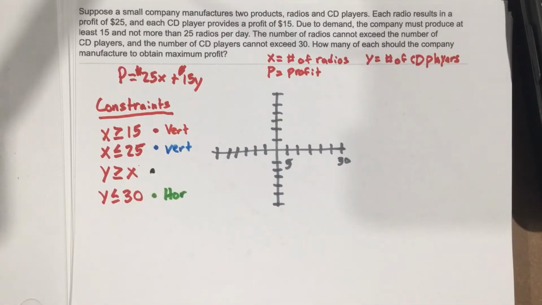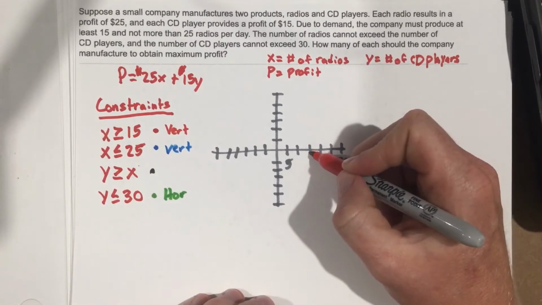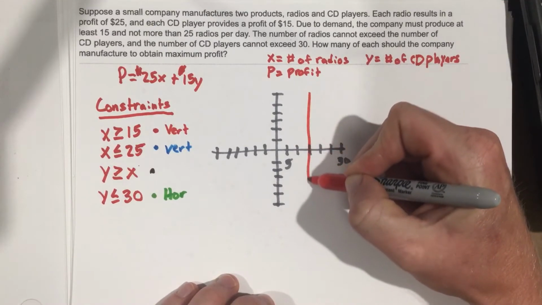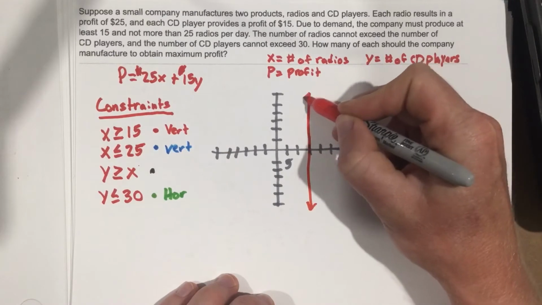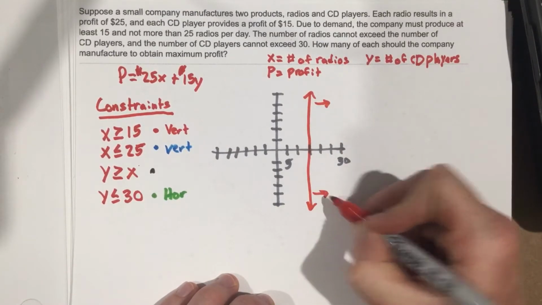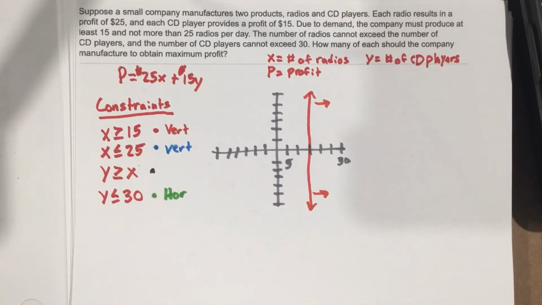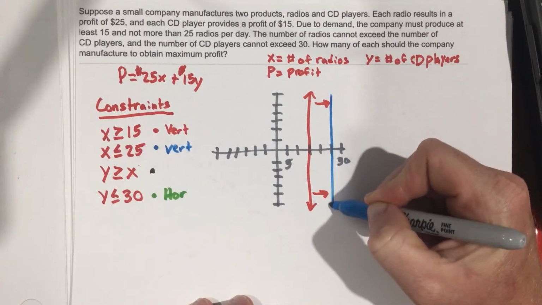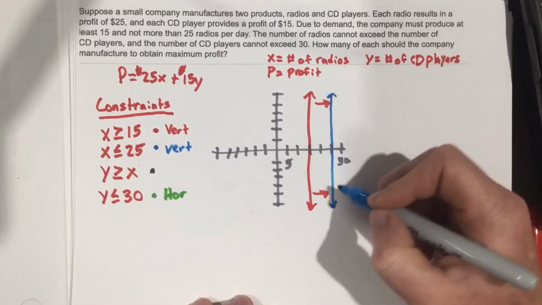Let's graph the X greater than or equal to 15. So 15 is here. Greater than or equal to 15, we're just going to draw a vertical line there. Greater than or equal to 15 means we're going to shade to the right. X less than or equal to 25, that's going to be in blue. So we're going to go right here. That's the 25 mark. So we're going to shade this to the left.